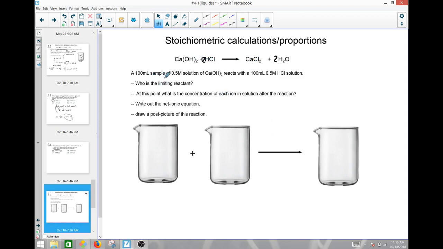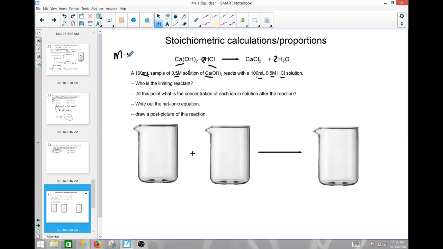A 100 milliliter sample of 0.5 molar of this. So I got a concentration and a volume. Reaction with 100 milliliters of 0.5 molar HCl. What's the limiting reactant? Well, because we have equal volumes of equal concentrations, we have equal moles. That's a really important concept.